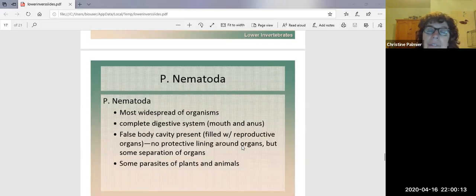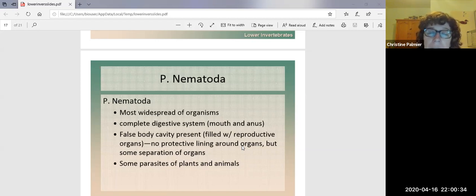Then we have the last phylum for this week, phylum Nematoda. And we're going in order of advancement. So these are your more advanced species for this week. They're the most widespread of organisms, still worms. They have a complete digestive system. So this is the first time we have a complete digestive system, a separate mouth and anus.